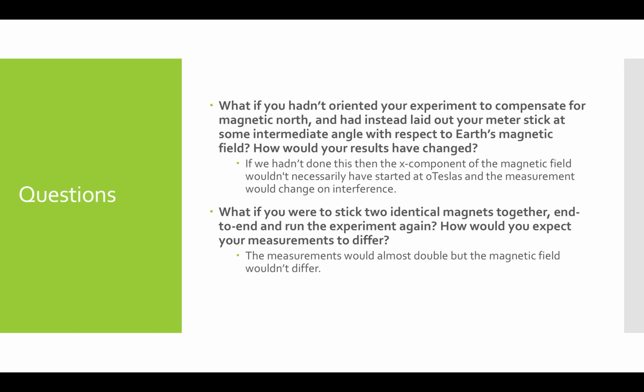What if you were to stick two identical magnets together end to end and run this experiment again? How would you expect your measurements to differ? Well, I would say that the measurements would almost double. Not quite, but probably pretty close, and then the distance dependence wouldn't actually differ.